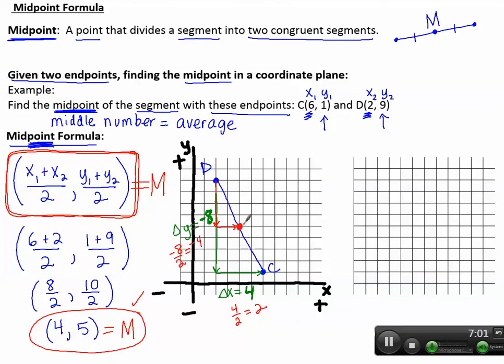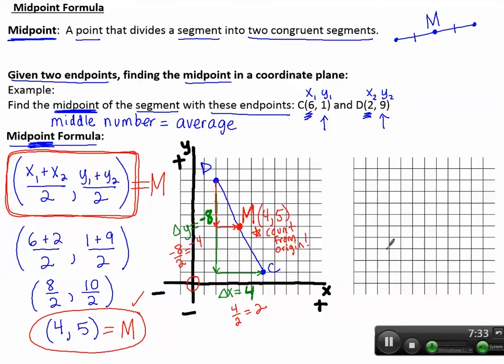Now I just have to figure out what the coordinates are. First, I'm going to label this M, capital M for midpoint, and then count from the origin. From here, 1, 2, 3, 4, 1, 2, 3, 4, 5. The midpoint is 4, 5. Maybe make yourself a note that we count from the origin to find that final answer. Notice we got the same point that we did when we used the formula.